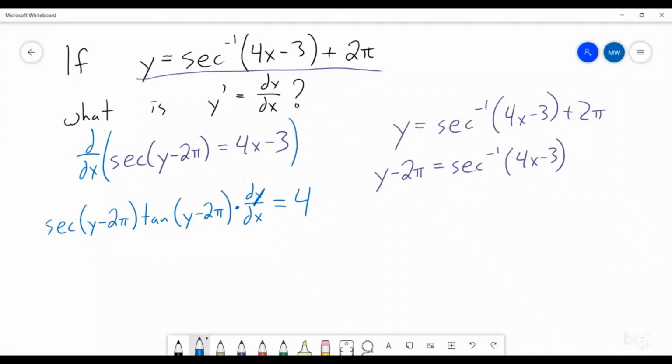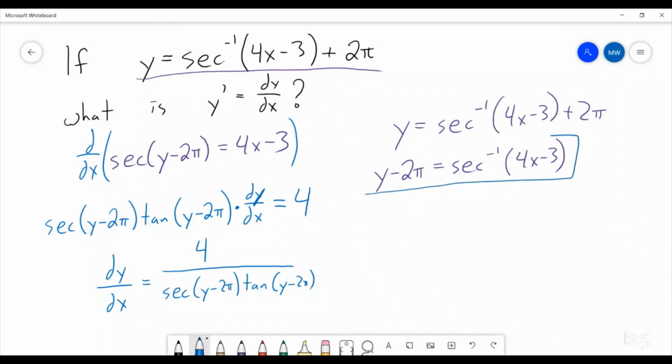So now the question is, what are we going to do from here? Well, we want to solve for dy/dx. And so when we do that, we get dy/dx is going to be equal to 4 divided by secant of y minus 2 pi tangent of y minus 2 pi. And at this point, we want to get rid of all of the y's. We want to solve this so it's in terms of x's. Well, we're going to be using this fact right here.